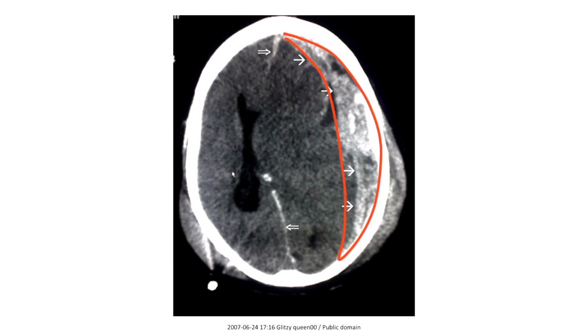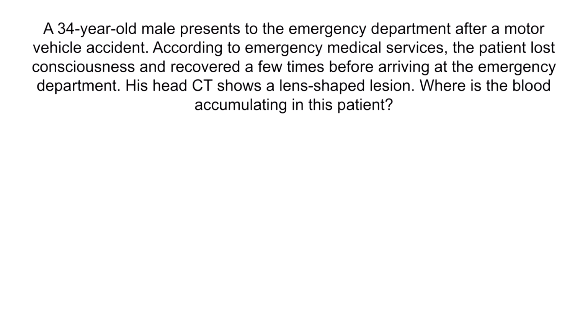All right, now that we've covered some information, let's review with a quick question. A 34-year-old male presents to the emergency department after a motor vehicle accident. According to emergency medical services, the patient lost consciousness and recovered a few times before arriving at the emergency department. His head CT shows a lens-shaped lesion. Where is the blood accumulating in this patient?